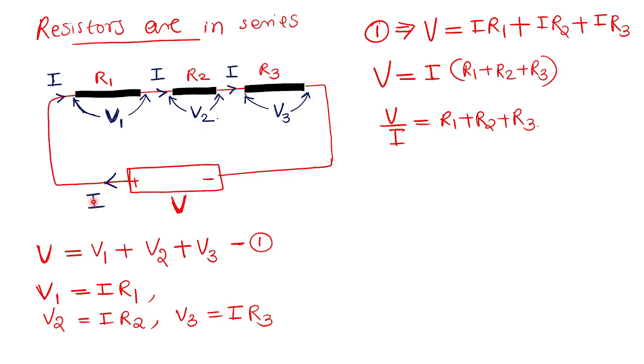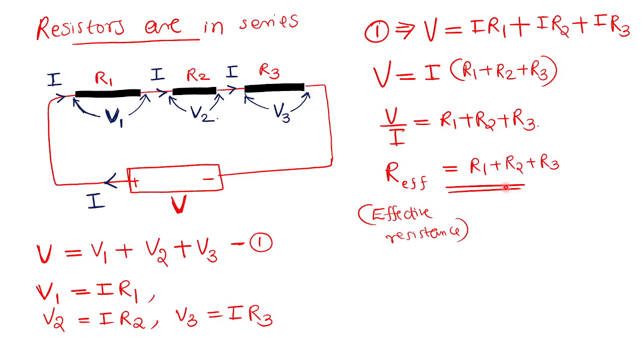So we can consider V by I as the total resistance, or effective resistance. In short form, R effective means effective resistance or total resistance. V by I is R, which is actually Ohm's law. The total resistance is equal to R1 plus R2 plus R3.